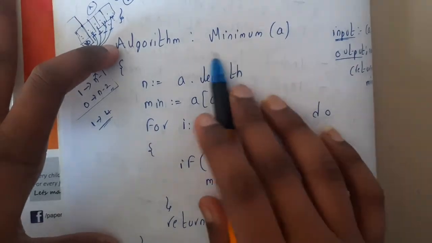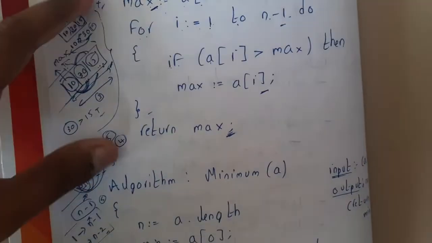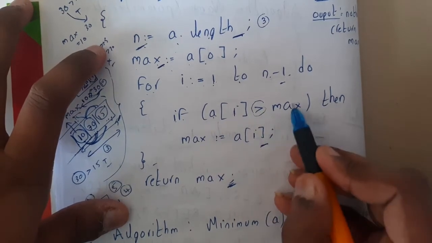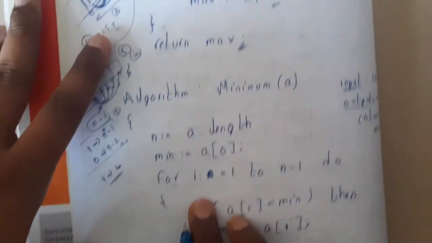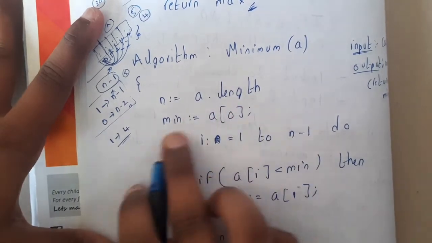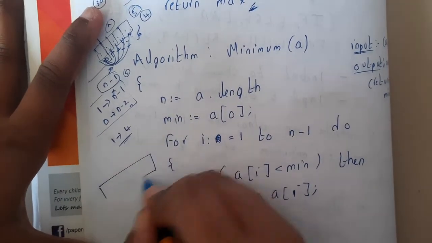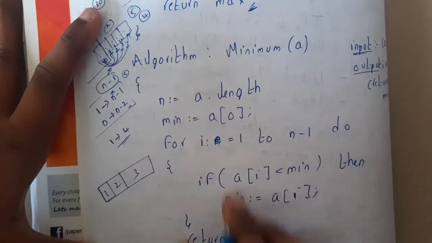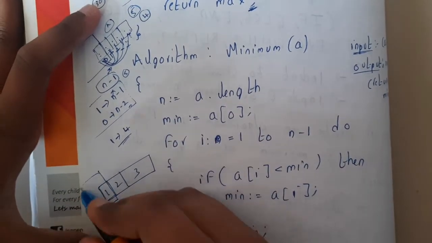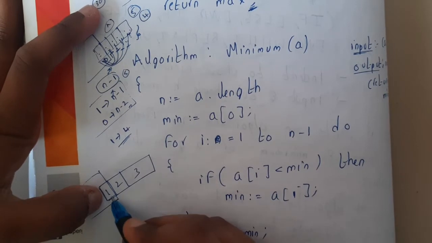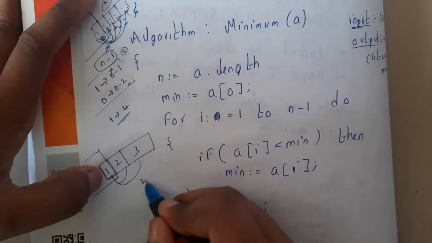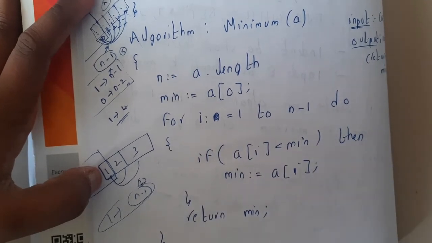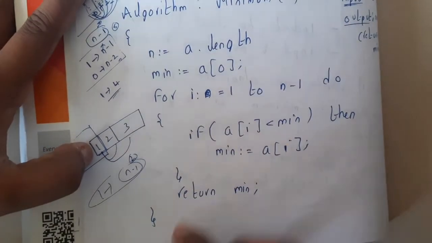Next, for the minimum, it is just the opposite of this. There is nothing much to do. You just reverse the sign and change the name from maximum to minimum. You do the same process. Initially you assume the first element. Let us assume 1, 2, 3. You initially assume the first value as the minimum value and compare the remaining two. So n minus 1 operations will be done. In this way you will continue.